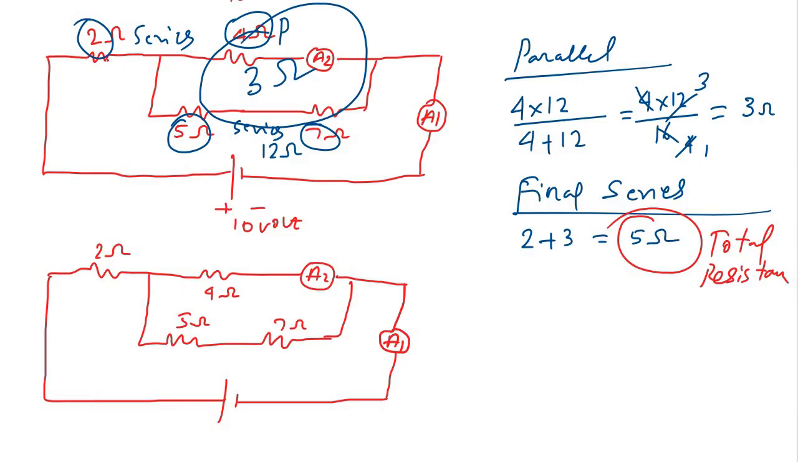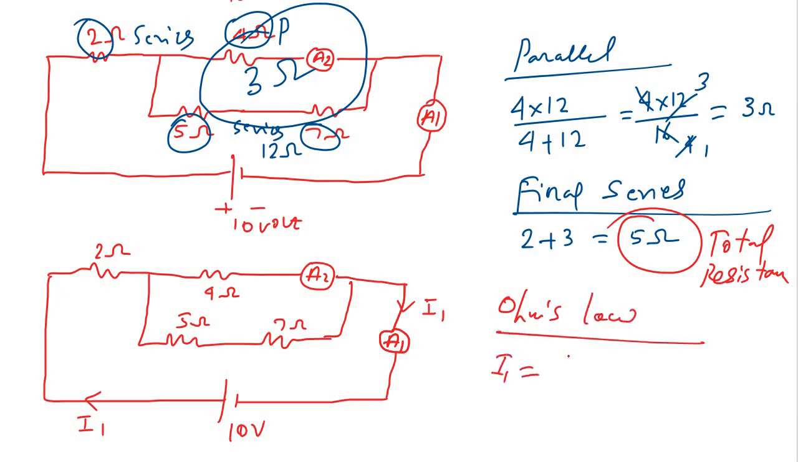Now, using Ohm's law, say this is our 10 volt battery. The overall current is flowing in this way. Let us call this I1. I1 is the current flowing through the A1 ammeter. So directly from Ohm's law we get I1 equals V by R, the applied voltage divided by the total resistance.